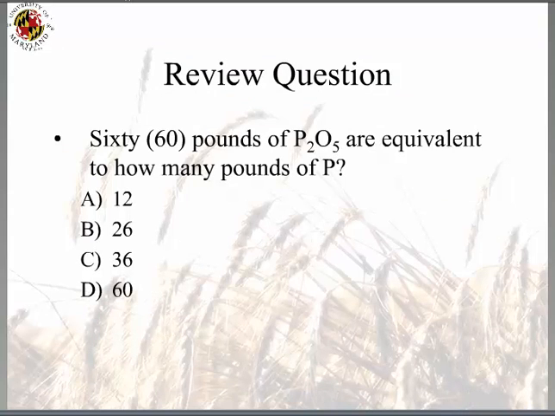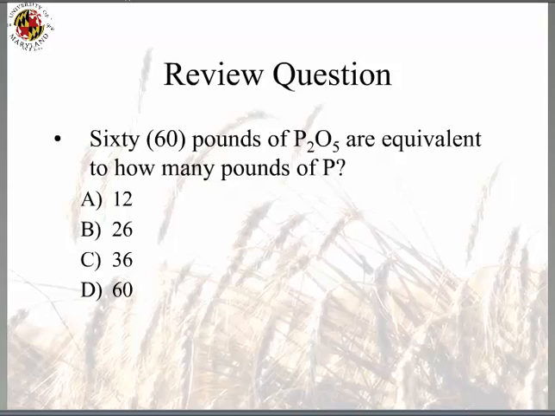Okay, so let's look at this one. 60 pounds of phosphate are equivalent to how many pounds of P? Okay, remember I told you you needed to go back and forth between P2O5 and P, K2O and K. If you have 60 pounds of P2O5, how many pounds of actual phosphorus do you have in that material? So go back and look at that slide and tell me what factor we need.